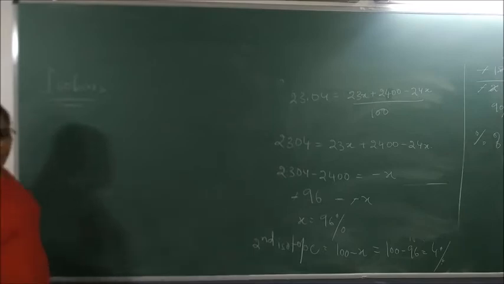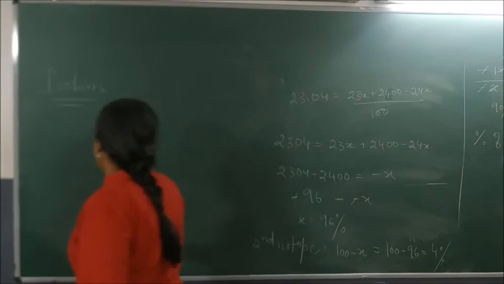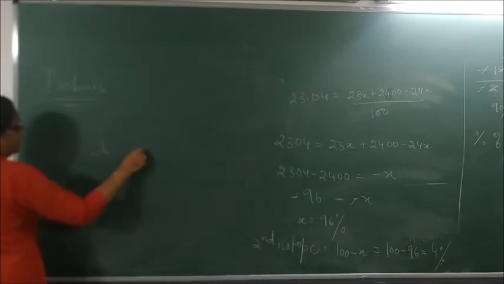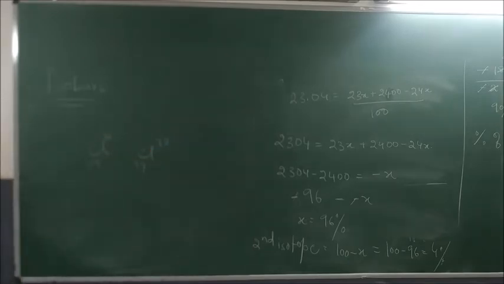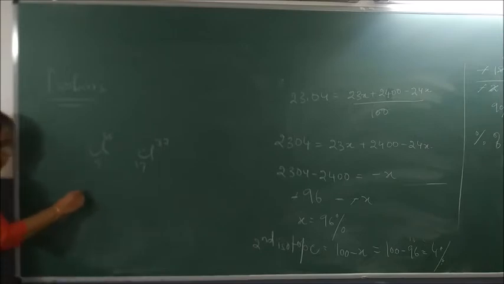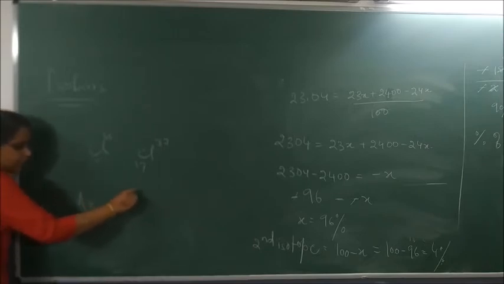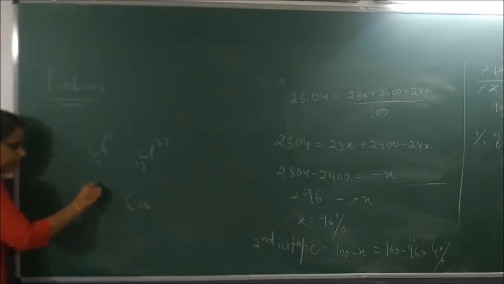What were isotopes? Isotopes were the same elements having the same atomic number but different atomic mass. They were called isotopes. Why did they occur? Due to the difference in the number of neutrons. Now we will talk about isobars. Isobars are different elements. They are different elements having the same mass number.